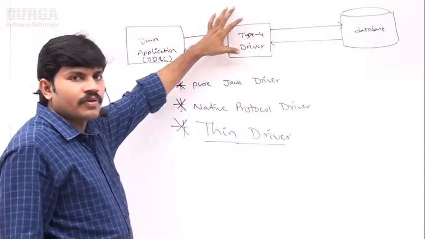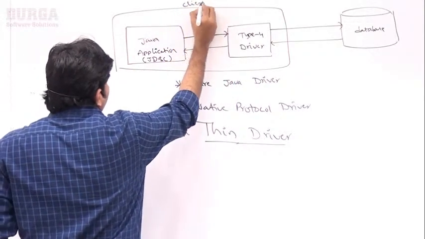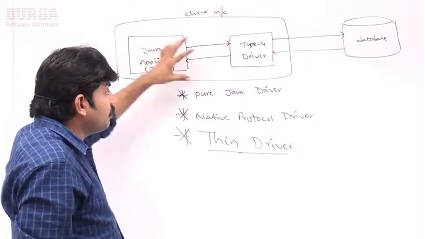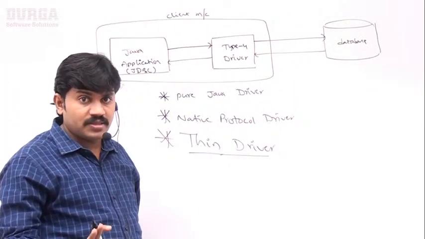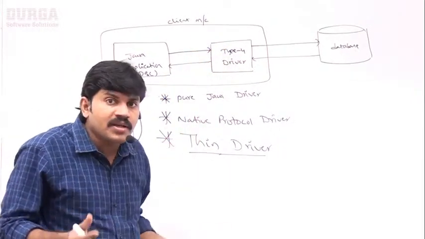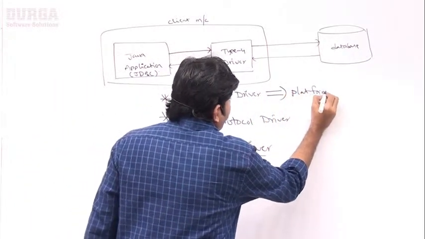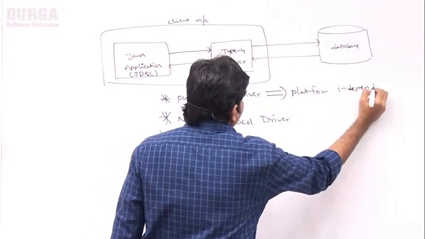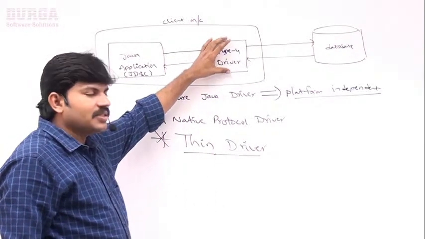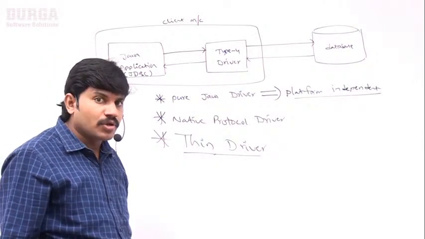What is the diagram? This is the Java application and the type 4 driver. This total thing is nothing but the client machine. This type 4 driver converts JDBC calls into database specific calls. After that, this driver is completely developed in Java. If it is purely developed in Java, is it a platform independent driver or platform dependent driver? Platform independent driver. Remember this one, because it is purely developed in Java, that's why on any platform the type 4 driver is going to work and provide the same results.